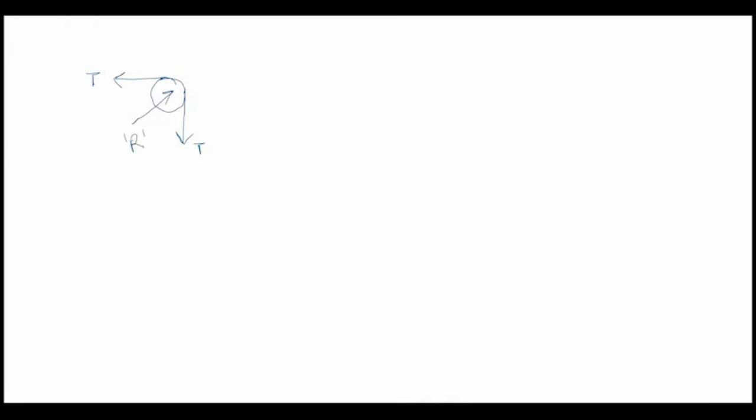So I can say that the reaction force R is equal to root over T square plus T square, which is equal to root 2 T. And if we calculate the value of root 2 T, we get root 2 times mg by 3, by putting the value of tension from the previous problem. Since both the tensions are equal, the force will act at an angle of 45 degrees. So this is the force which is exerted by the clamp on the pulley.